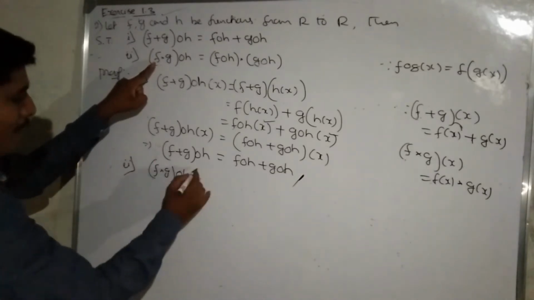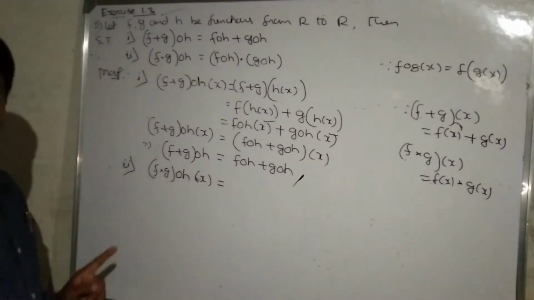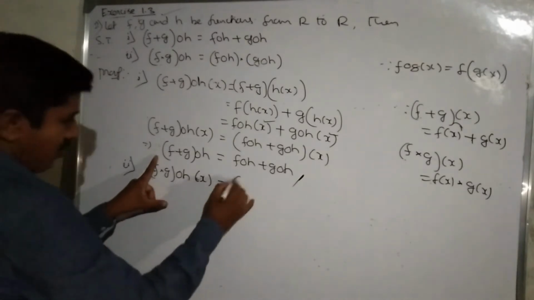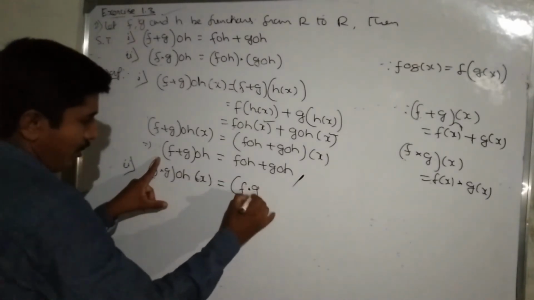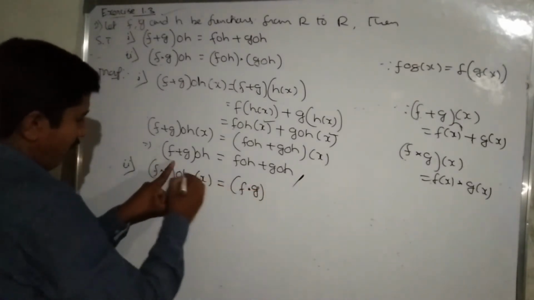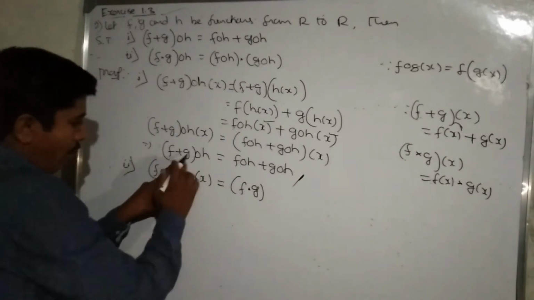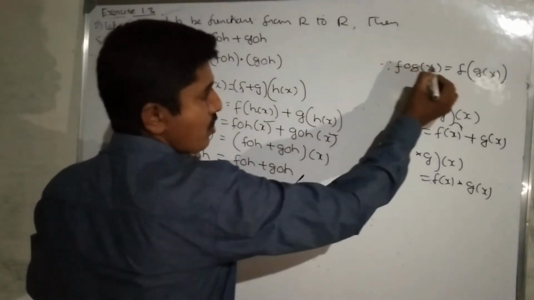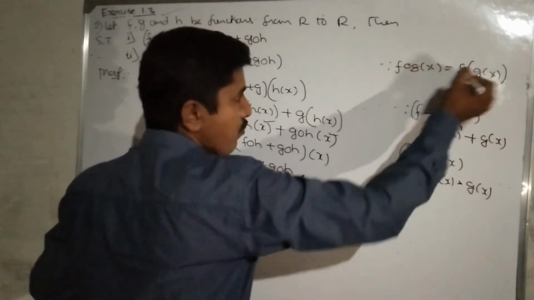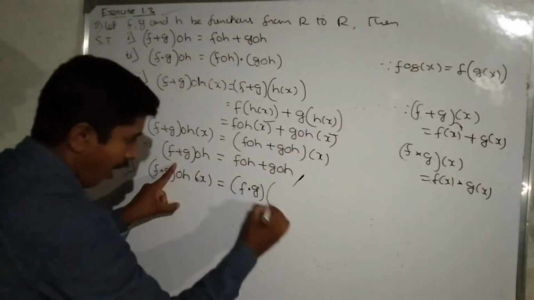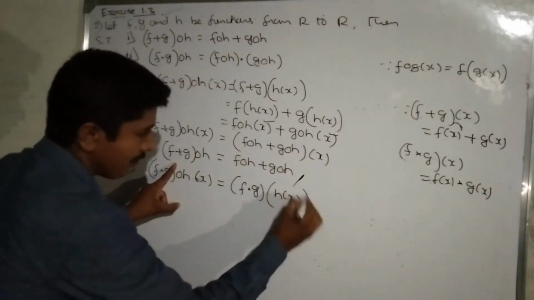Here, let us take a domain element x. This can be defined as (f·g)∘h of x, which is defined as (f·g) of h of x.